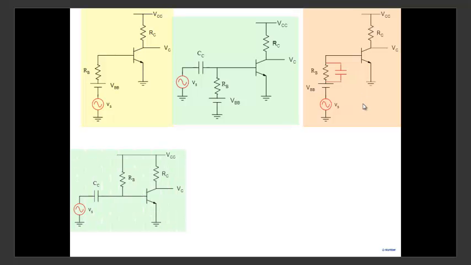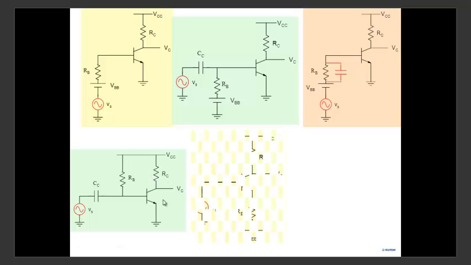The other possibility is, what about here? By the way, this circuit is just similar to this. The whole idea is, why keep two supplies here, VCC and VBB? Why not just use one supply and bias it? So this circuit is practically the same as this, a little bit more efficient in terms of usage of the power supply. So this is the same as this.